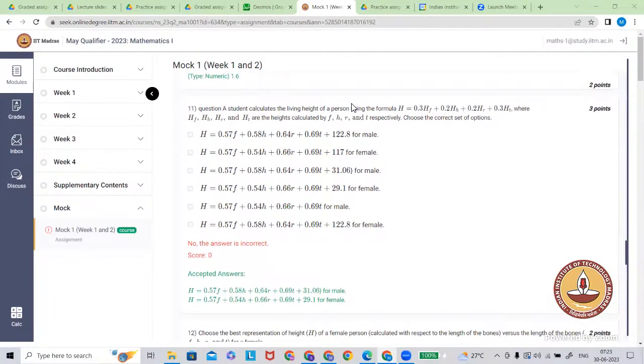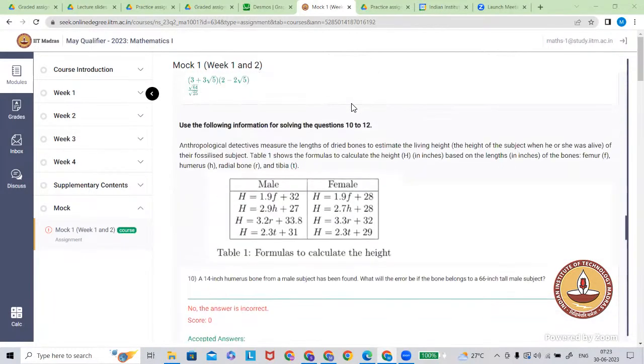It is just substituting. You have some information here, one by one. H for male, I think H is height, and F is the length of the femur bone. Sorry, the humerus bone, H is the humerus bone. Separately it is given: femur bone is F, humerus is H, radial bone is R, and tibia.